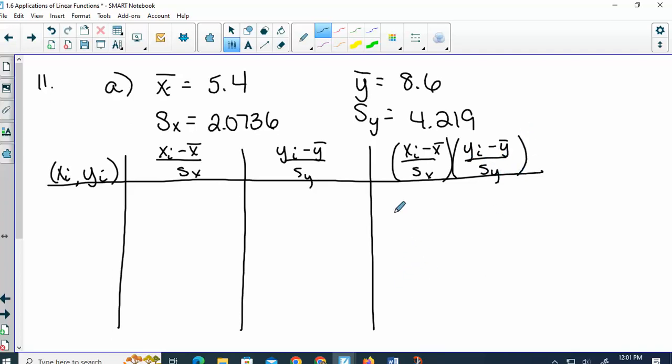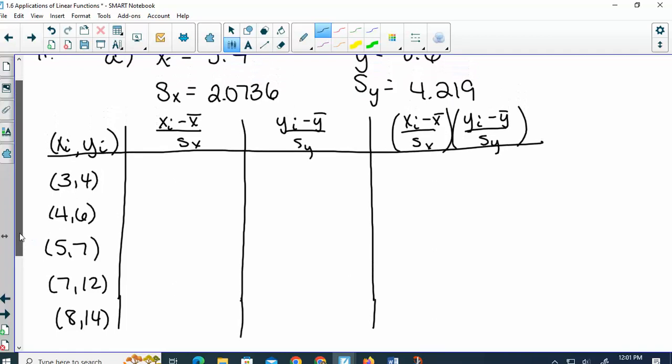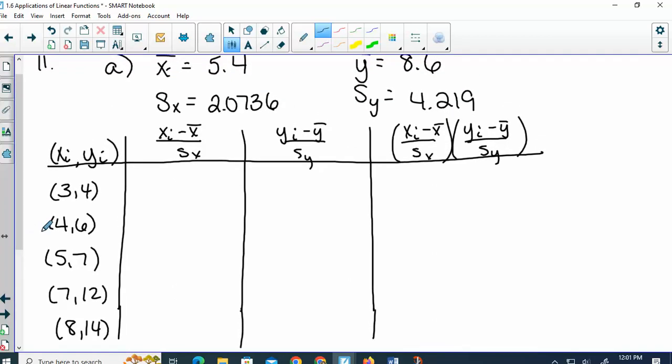I will have those headings on there already, kind of help you remember and organize what you need to be showing me. So our ordered pairs, we had 3, 4, 4, 6, 5, 7, 7, 12, and 8, 14. All right. Grab your calculator. We are doing my x. So the first x was 3 minus the mean of the x, 5.4, divided by standard deviation of x, 2.0736.